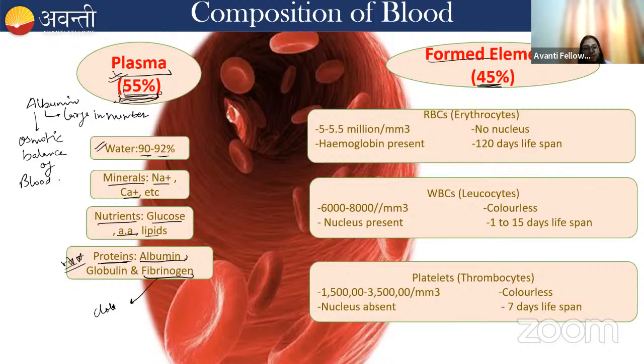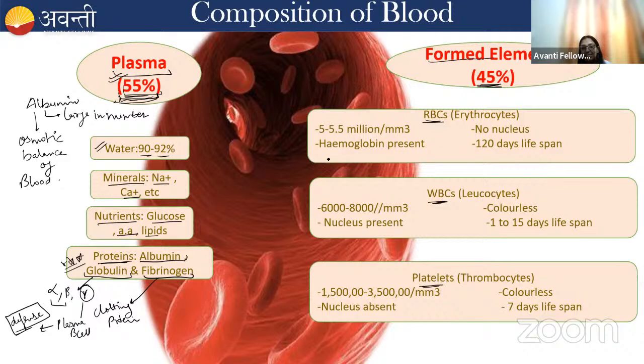Fibrinogen is a clotting protein. It plays an important role in clotting, in the blood clot which is formed during an injury. Globulins are alpha globulin, beta globulin, and gamma globulin. The alpha and beta are produced in the liver, but the gamma are produced by plasma B cells. These gamma globulins are immunoglobulins like IgA, IgM. They play a very important role in defense. Formed elements, I already told you, consist of RBC, WBC, and platelets.